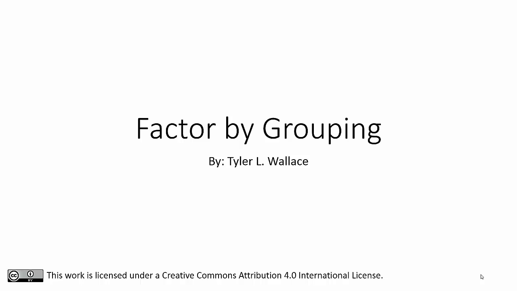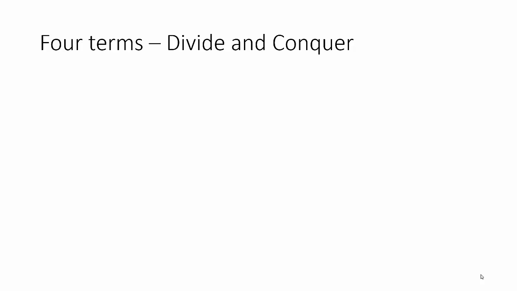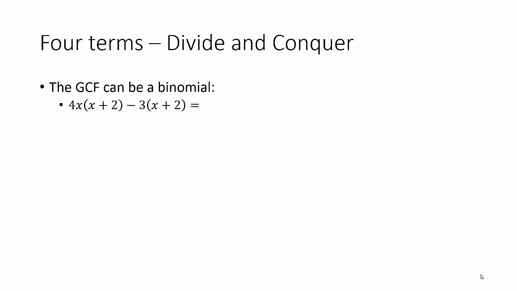Our next type of factoring we're going to work with is called factoring by grouping. When we have four terms, quite often it's easier to factor by using a divide and conquer strategy. It's based on the idea that the GCF doesn't have to be just one single term. It could be a binomial. Notice both halves of this problem have x plus 2 as a factor. We can treat that x plus 2 as the GCF that gets factored out front. And then what's left is the 4x and the minus 3.